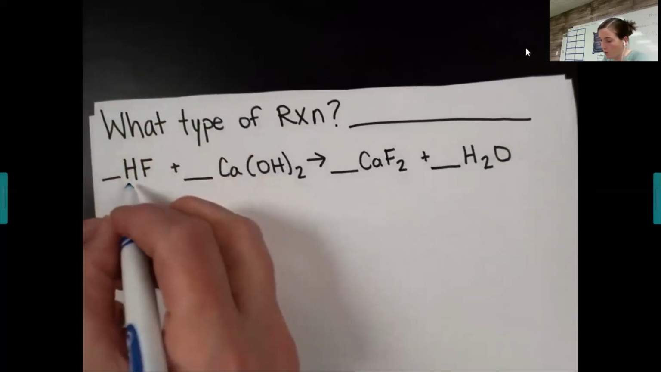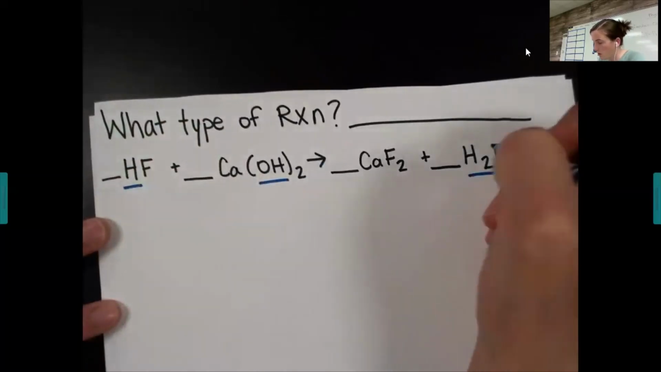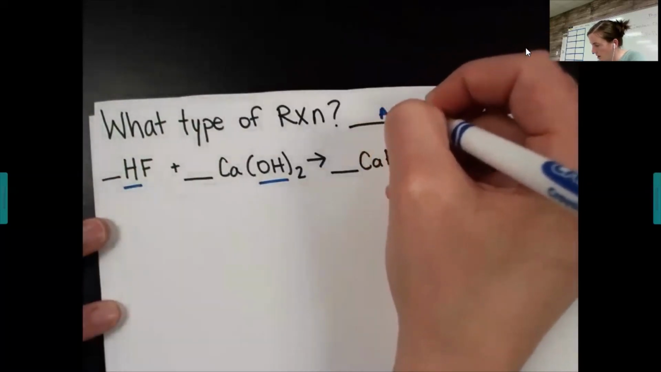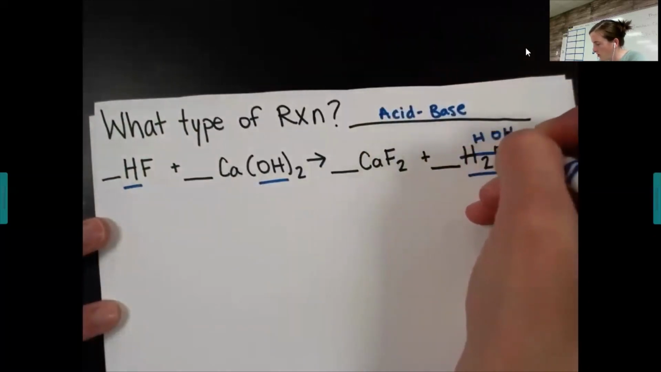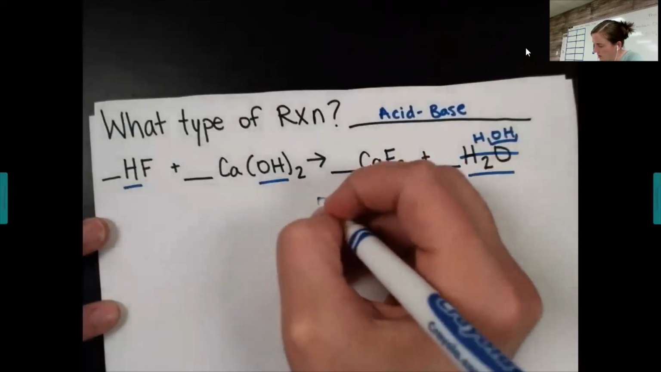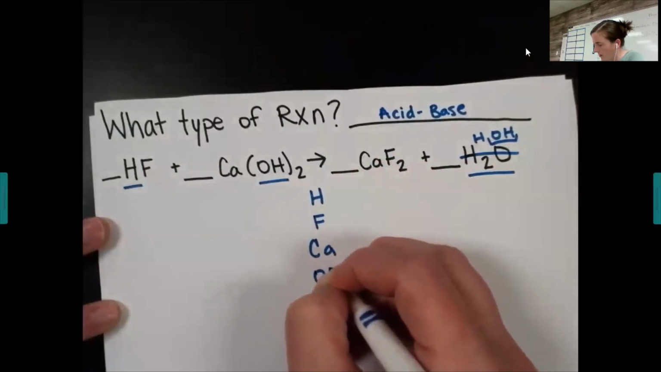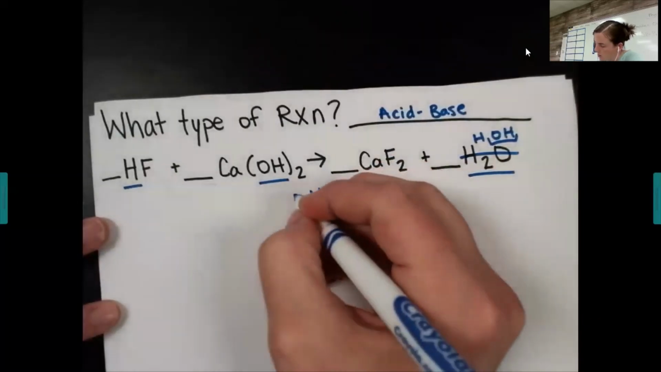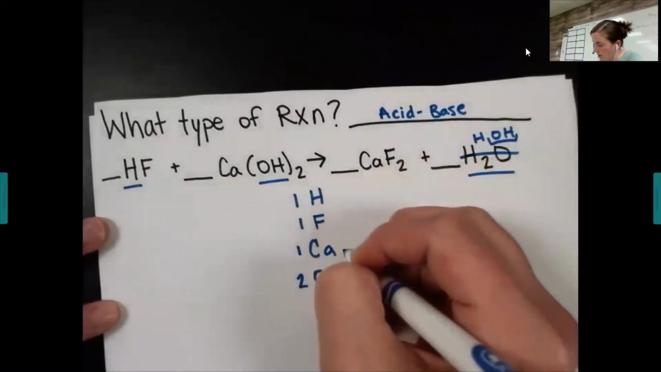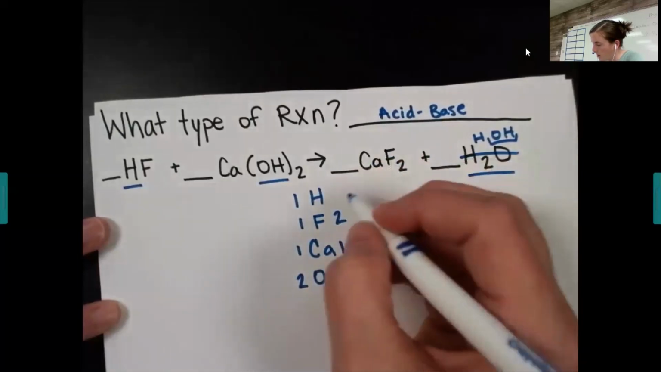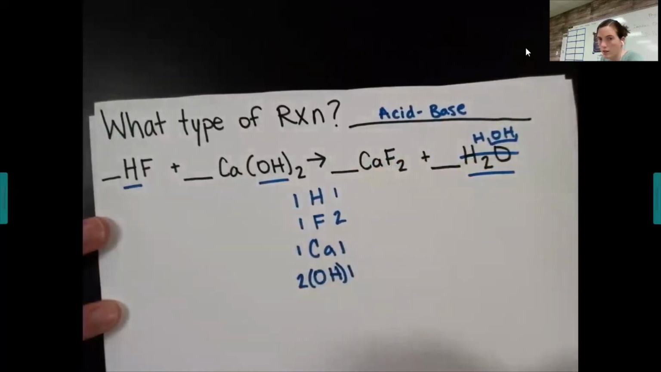Okay, so for the next one, we have HF, Ca(OH)2, H2O. So this is acid base, which means I'm going to rewrite water as HOH. Okay, we have hydrogen, fluorine, calcium, hydroxide: 1 hydrogen, 1 fluorine, 1 calcium, 2 hydroxide; 1 calcium, 2 fluorine, 1 water, 1 hydroxide. Let me put that in parentheses so we don't get confused.